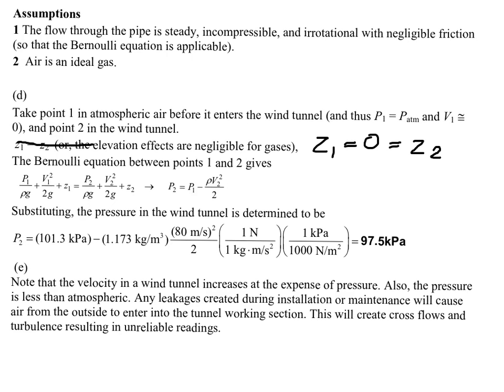So the last part is interesting to note. The velocity increases at the expense of pressure. The pressure drops. Any leakages created during installation or maintenance will cause outside air to enter the tunnel working section. This will create cross flows and turbulences, resulting in unreliable readings. This ends the solution for this question.